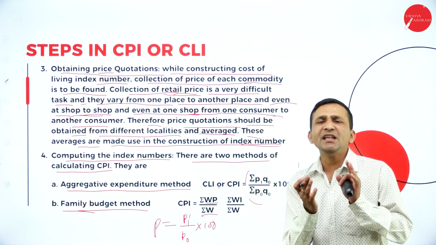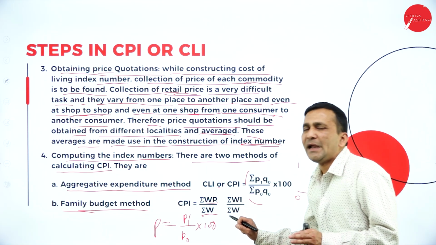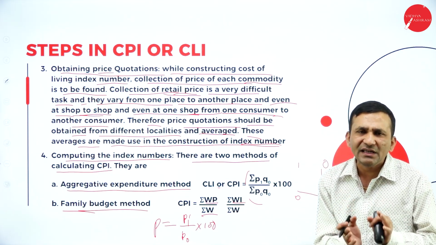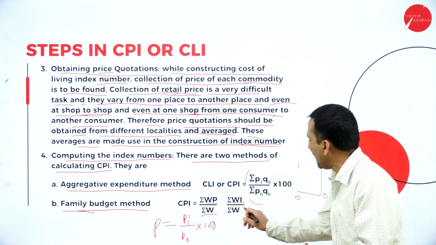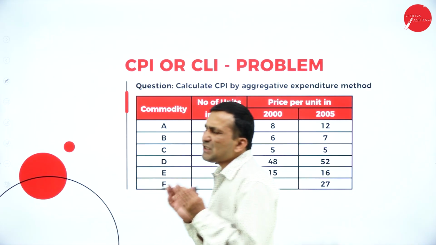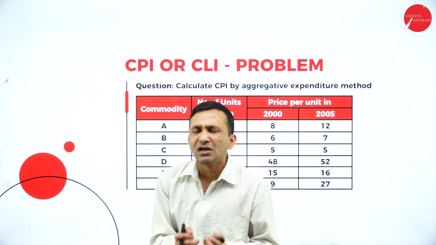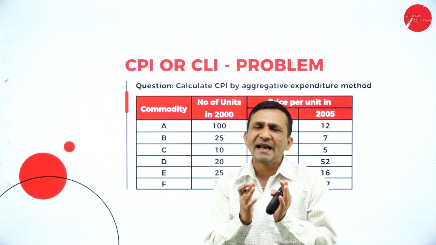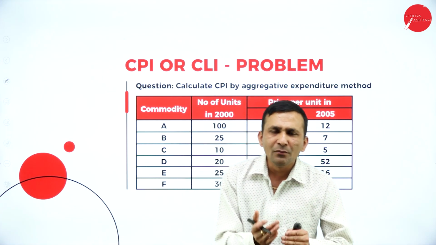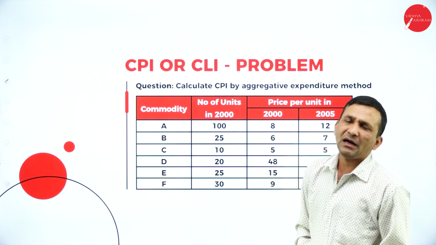Or in case the question is asking for a group index, W stands for weight, I stands for index. Group index, sigma W I, divided by sigma W. Moving forward, there is one question to understand this much better, because we identified that two major methods are followed. One is the aggregated expenditure method using the Laplace formula, and the other is the family budget method, which is based on the assigned weight.